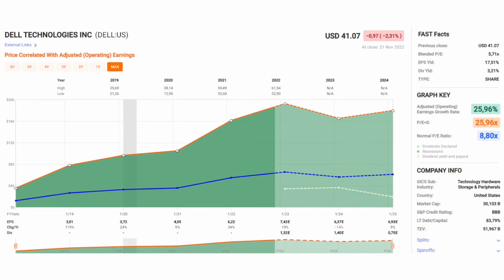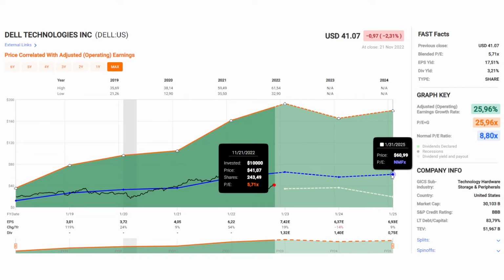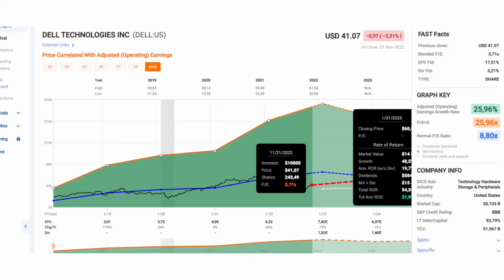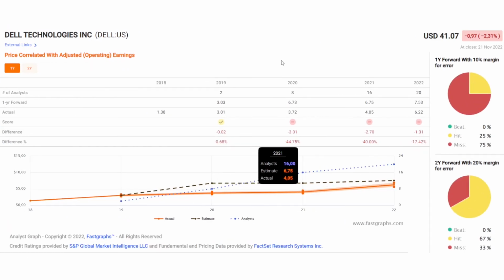If we also plot the normal PE compared to the current stock price, we can see that it's actually trading below their normal valuation. And if we project out to early 2025, we can see an annual rate of return of almost 22%. We can also check the analyst scorecard and see if they are usually right with Dell earnings, but unfortunately we can see that they are missing a lot on the earnings estimates.